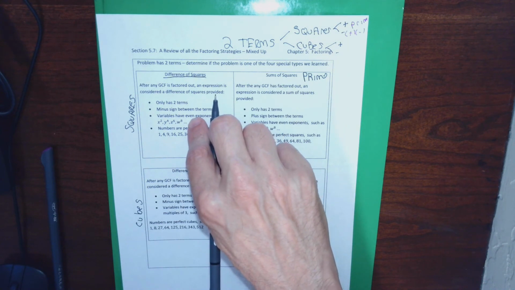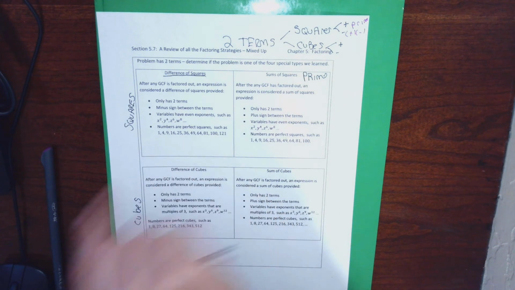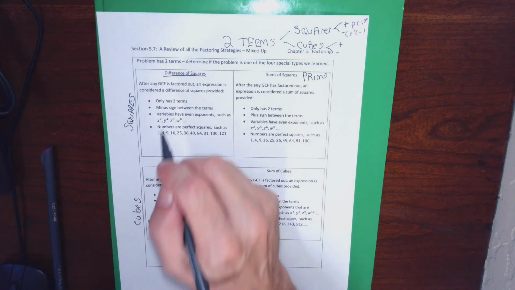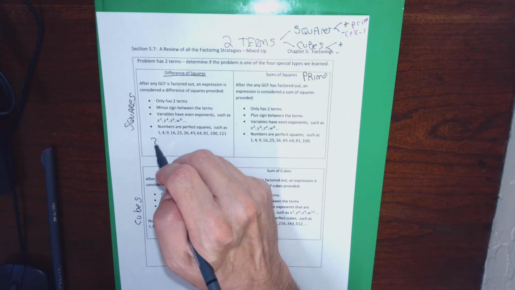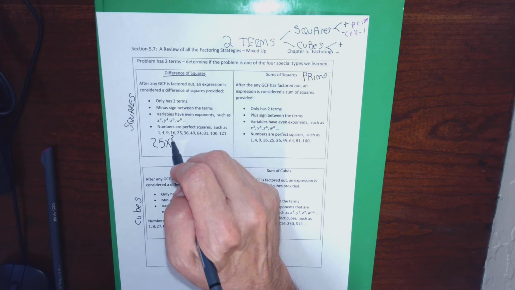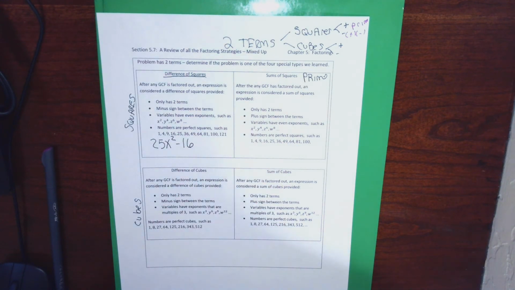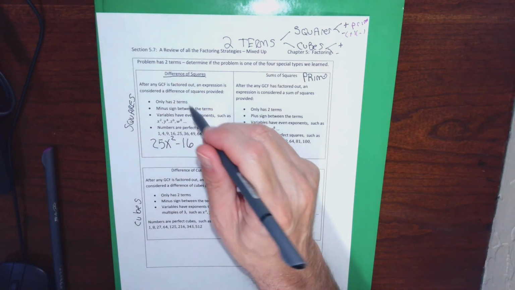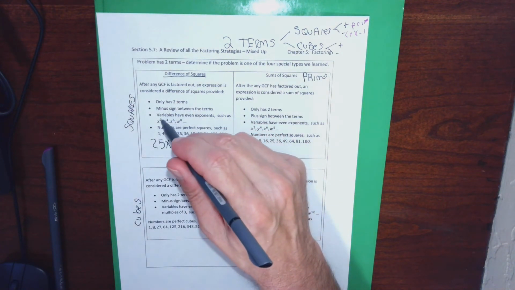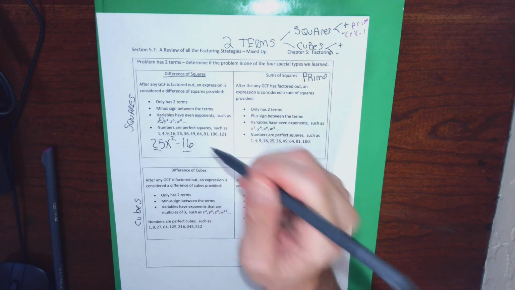Variables have even exponents like 2, 4, 6, 8, 10, 12, 14, 16, and numbers are perfect squares like the numbers on the lists. If the problem fits all those categories, then the problem becomes a difference of squares and it will factor, and we'll revisit factoring these styles of problems in a minute when we get into the section. But this would be an example of a difference of squares, or a square problem with a minus. It has two terms, has a minus between the terms, the variable has an even exponent, and the numbers 25 and 16 are perfect squares.